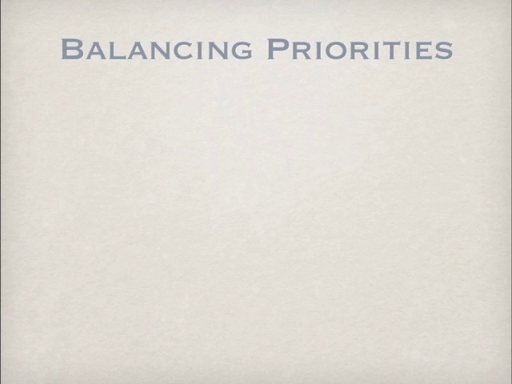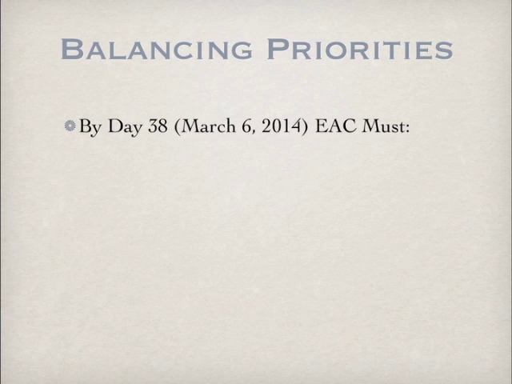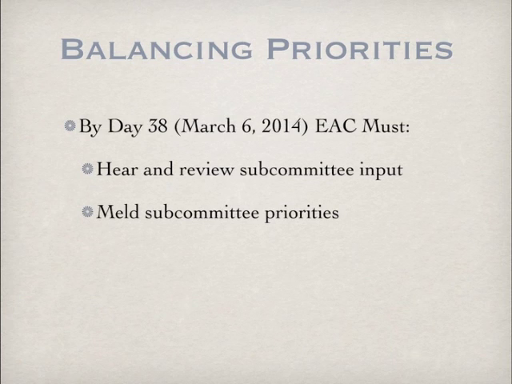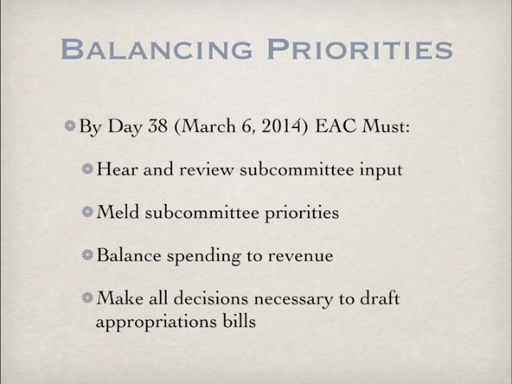After appropriations subcommittees have completed their work in February of each year, EAC reviews subcommittee reports. It then considers the requests of subcommittees relative to one another and relative to total available revenue. By rule, EAC must make decisions necessary to draft final appropriations bills by the 38th day of the general session.